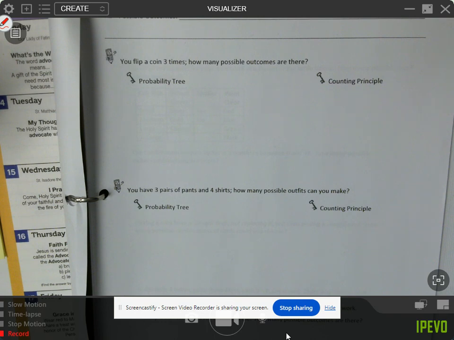The coin, flipping the coin 3 times. Yeah, I've got flip 1, flip 2, and flip 3. I'm flipping that coin 3 times. There are 3 events. Each time I flip the coin is a new event.